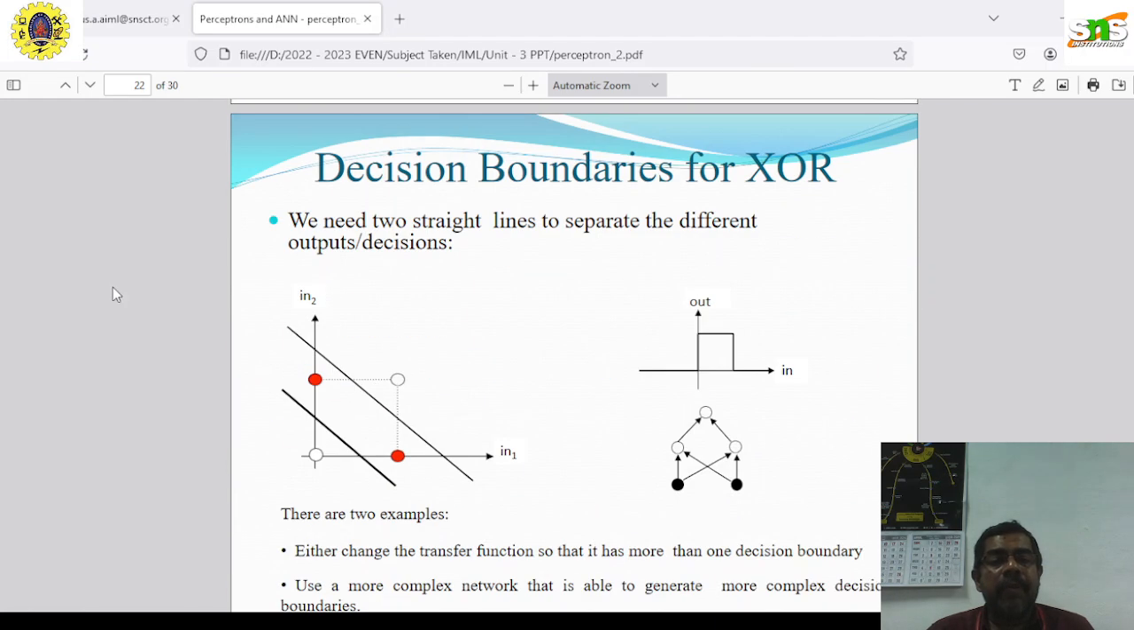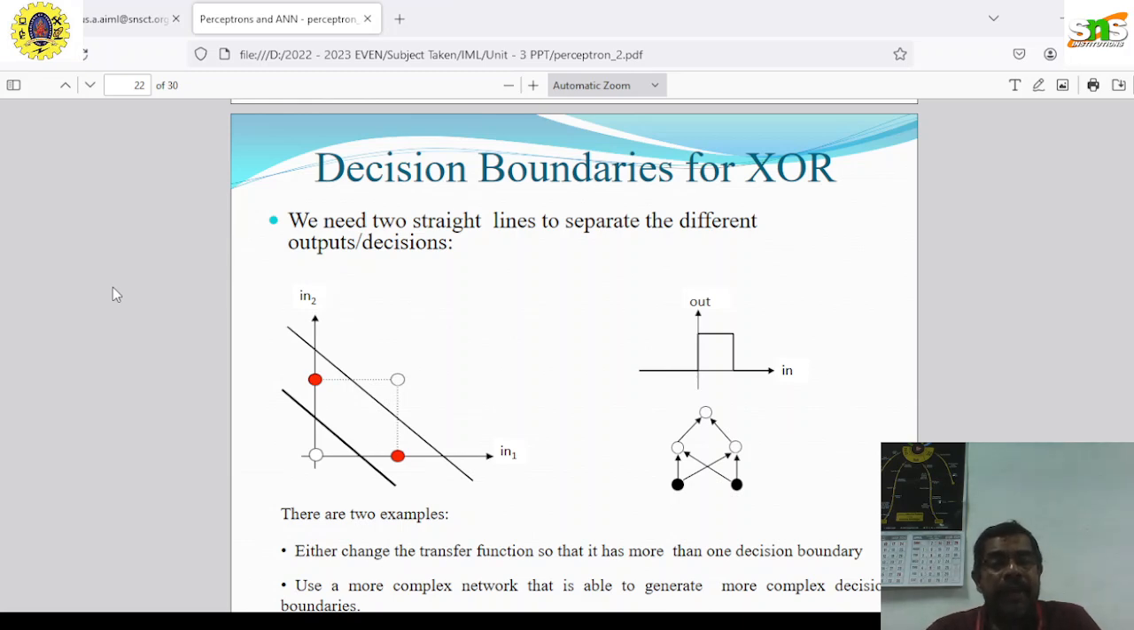Now we continue to see the decision boundaries for XOR. In XOR we already know that if the number of ones is even, we extract the output as positive, and if the number of ones is odd, the outcome of the XOR gate is negative. So we need two straight lines to separate the different outputs.